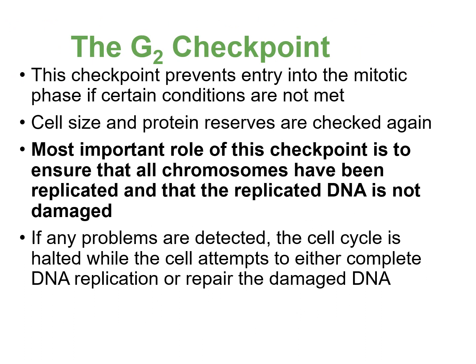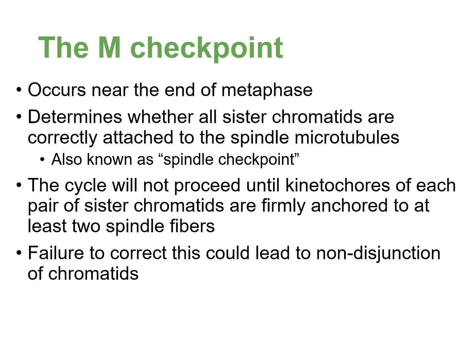B2 is preventing entry into the mitotic phase if certain conditions aren't met. So cell size and protein reserves are checked again. Most importantly, though, we want to make sure that our chromosomes are replicated and that the replicated DNA is not damaged. If there are any problems detected, the cell cycle is going to stop, and it's either going to try to complete the DNA replication or repair the damaged DNA.